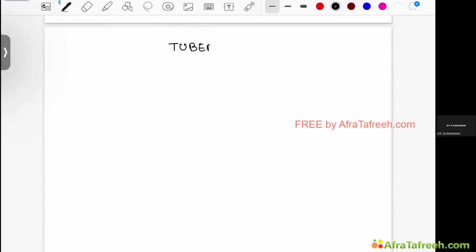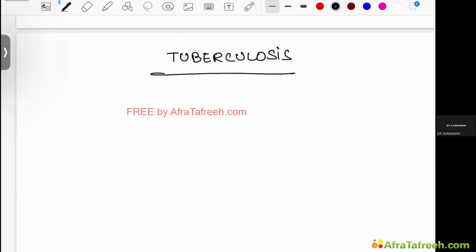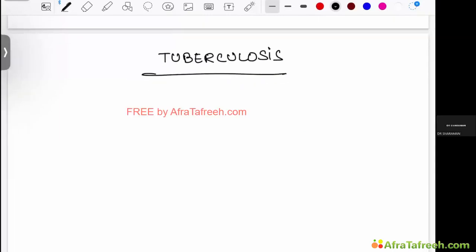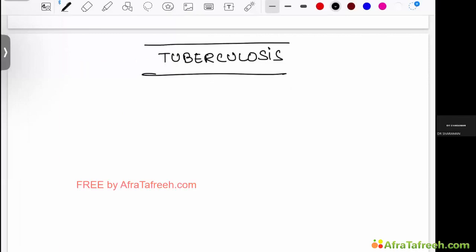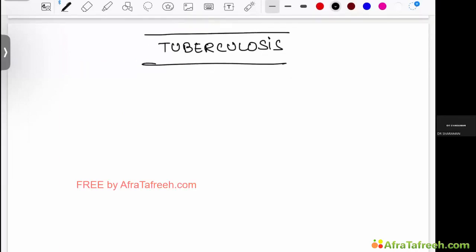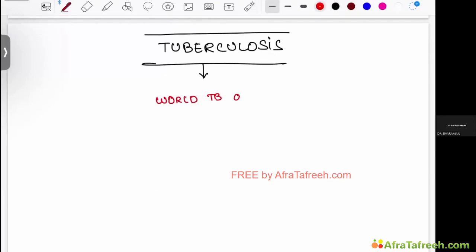A patient is coming to you, and that patient is going to have a history of cough, fever, evening rise of temperature, sweating, loss of appetite, loss of weight. So how this fellow developed this and how this disease progressed. Whenever you have tuberculosis, the first thing which has to come to your mind as a medical student is World TB Day.